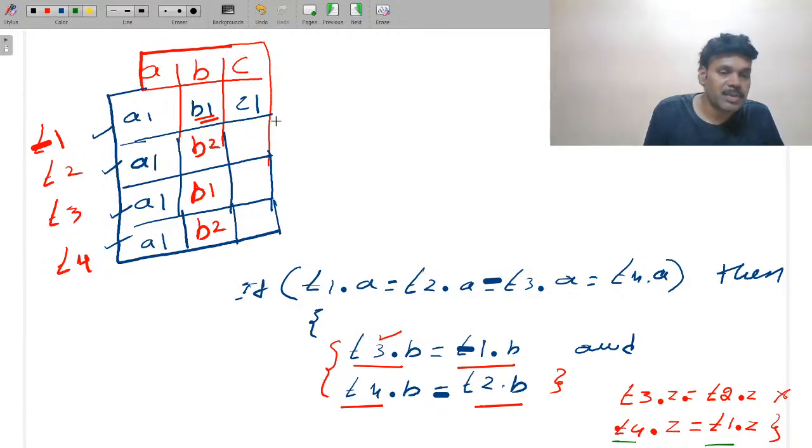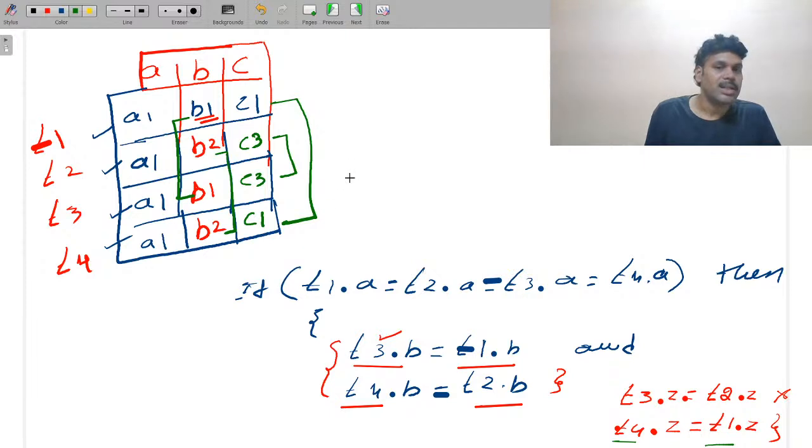Z is nothing but your C only here. So satisfied. And I am taking a C3. When you give C3 here, C3 should come. C1, C1 is matched here. B1, B1 is matched here. B2, B2 is matched here. We confirm that A multi-determines B successfully.